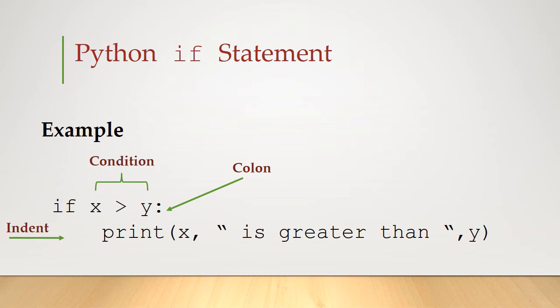Here's a simple example of an if statement. In this code, we ask the question, if x is greater than y. If that's true, if the value stored in the variable x is greater than the value stored in the variable y, then we're going to print the value stored in x is greater than the value stored in y. If x is not greater than y, that print statement does not get executed.